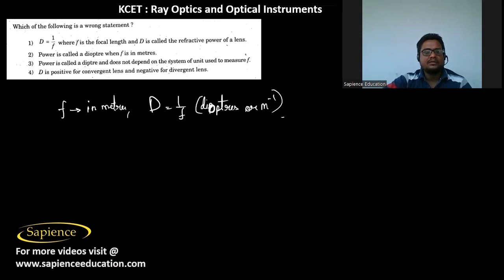So the power of a lens is called a diopter when f is in meters, and it does not depend on the system of unit used to measure f. And d is positive for a convergent lens and negative for a divergent lens. So statements 1, 2, and 4 are correct, but the third statement is the wrong statement. So option 3 is the correct answer.